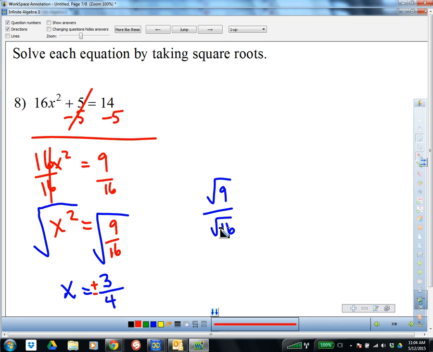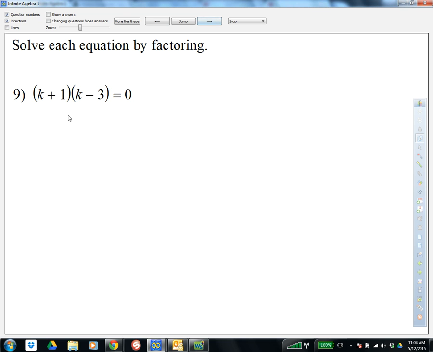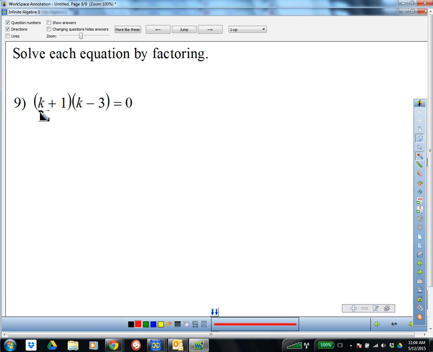Okay, next, when you see one that looks like this, you're going to use the zero product rule. Remember, the zero product rule allows us to separate this into k plus 1 equals 0. The product is happening right here, so you can take each of the individual pieces and set each one equal to 0. So this one over here also, k minus 3 equals 0.